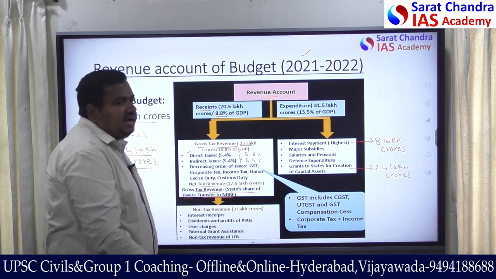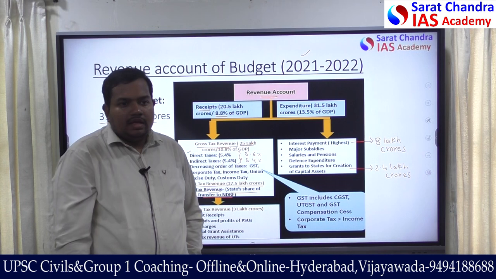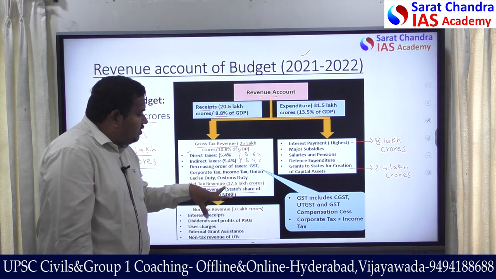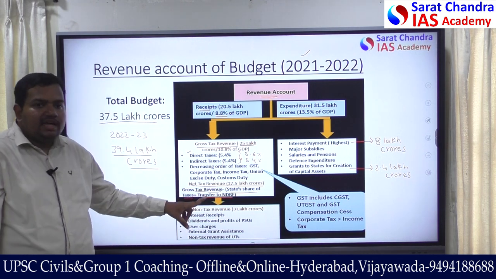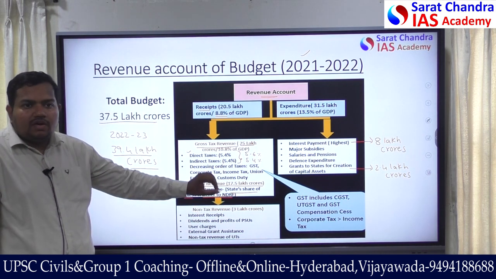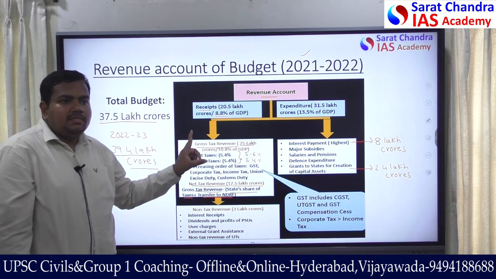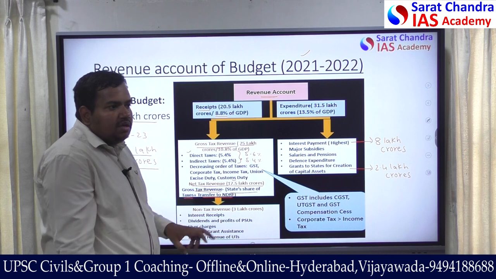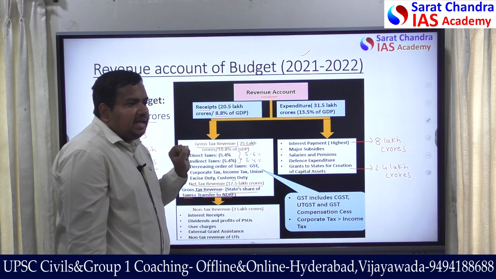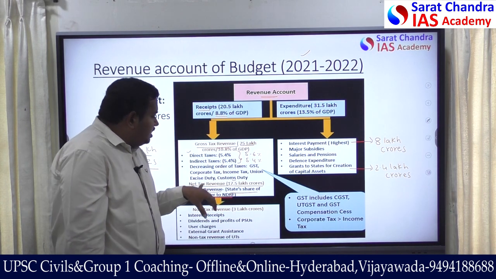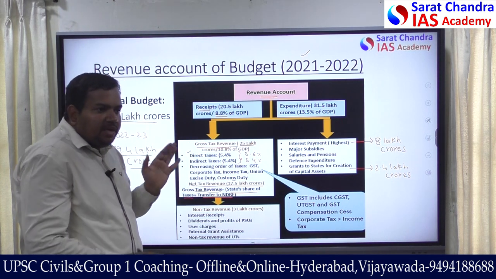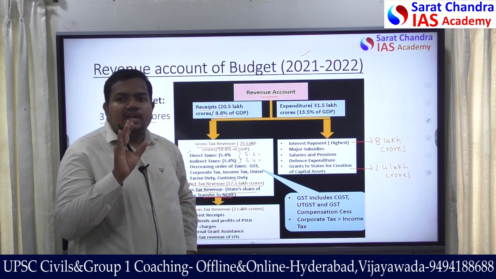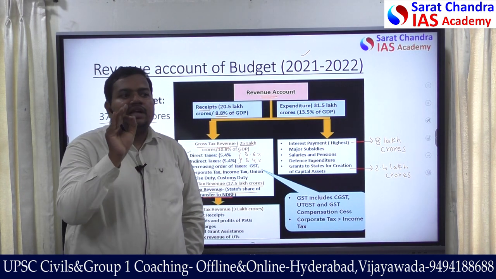Similarly, transfer of NDRF. You need to remember these two things. Net tax revenue means gross tax revenue minus states' share of taxes and minus transfer of NDRF. If you subtract that, it will become net tax revenue. So what is the amount? 17.5 lakh crore. So out of the total 20.5 lakh crore, 17.5 lakh crore is tax revenue. That means what we need to understand here is that in the revenue account, out of the total receipts, tax receipts are almost 90%.